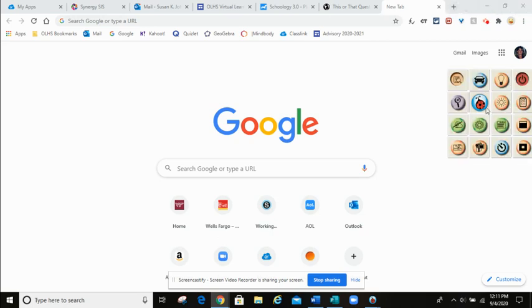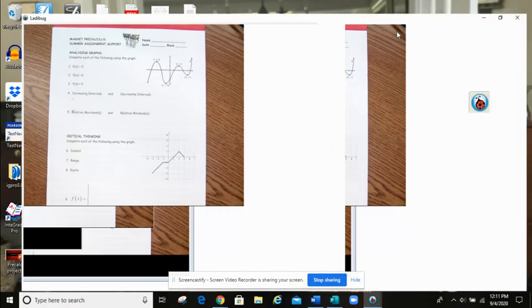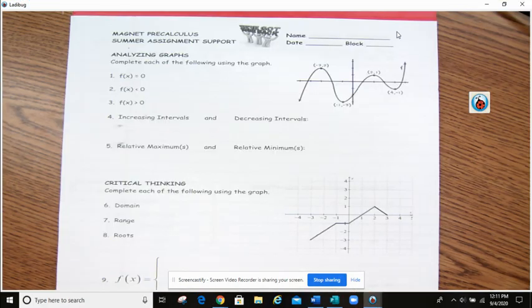Okay, so I am going to share my screen. The goal is basically, these are skills that you should already know from Magna Advanced Algebra, but they will be on the summer assignment test. So just making sure that you have a good handle on them. And then we will be working in groups on these skills tomorrow in class.